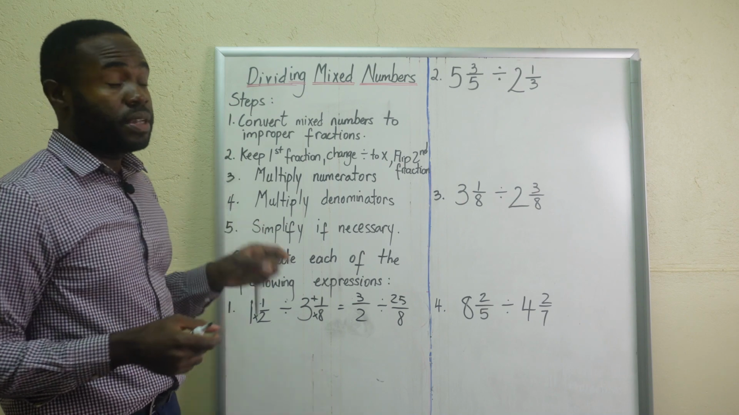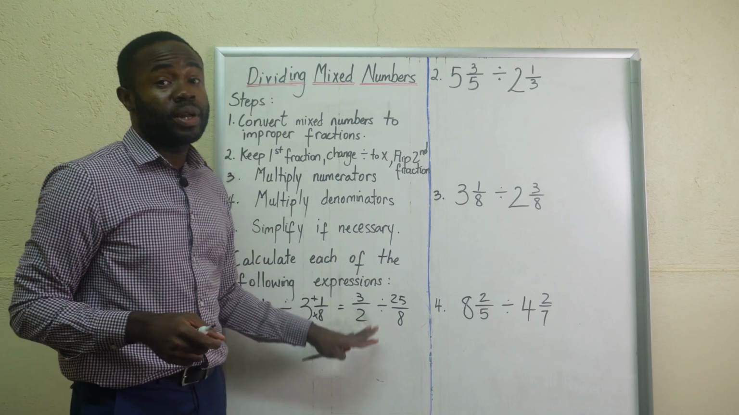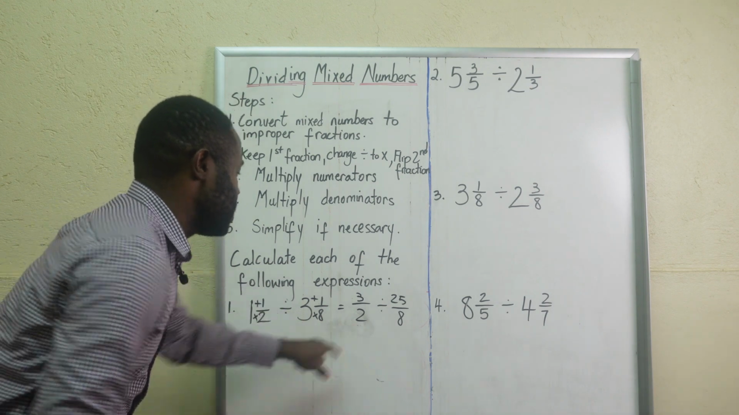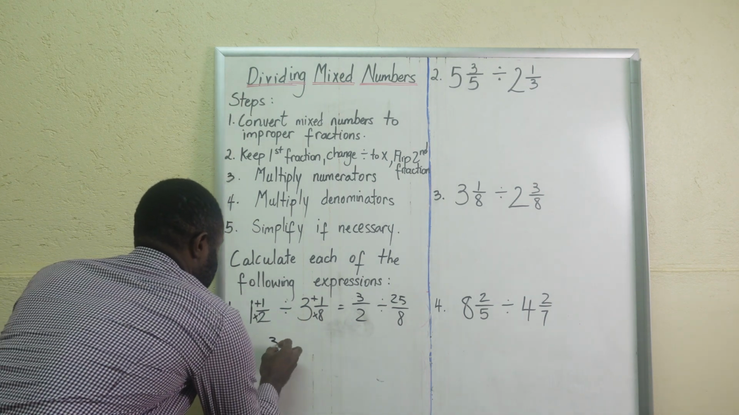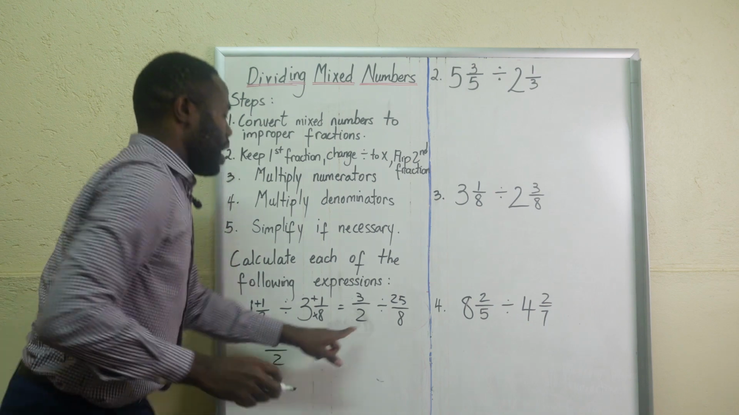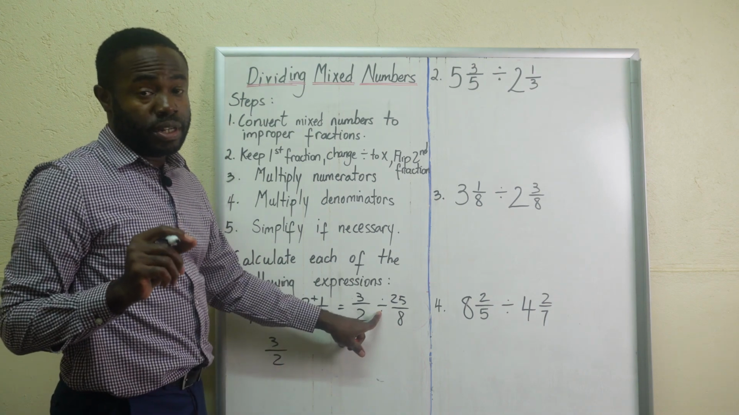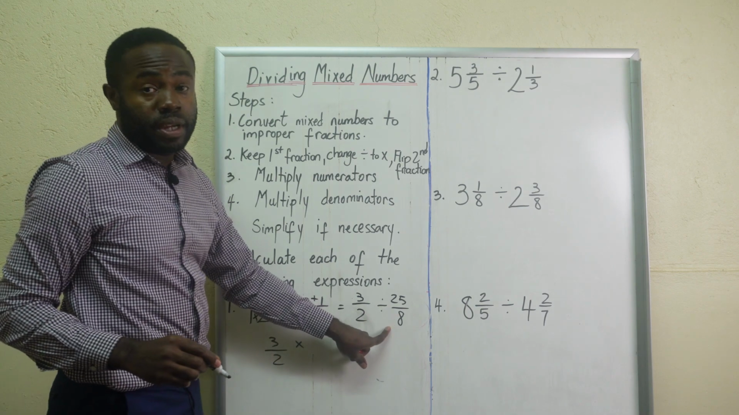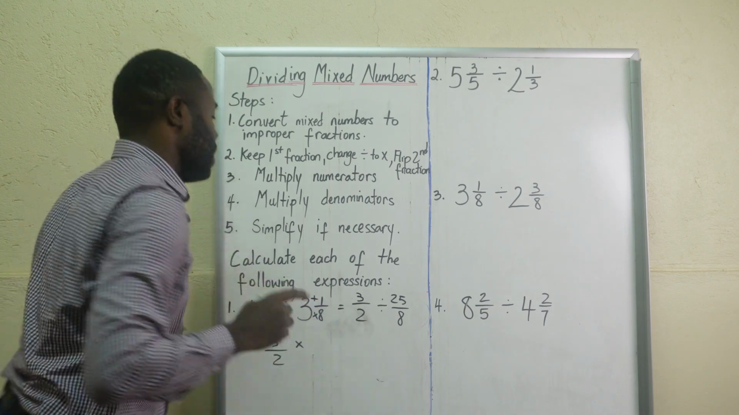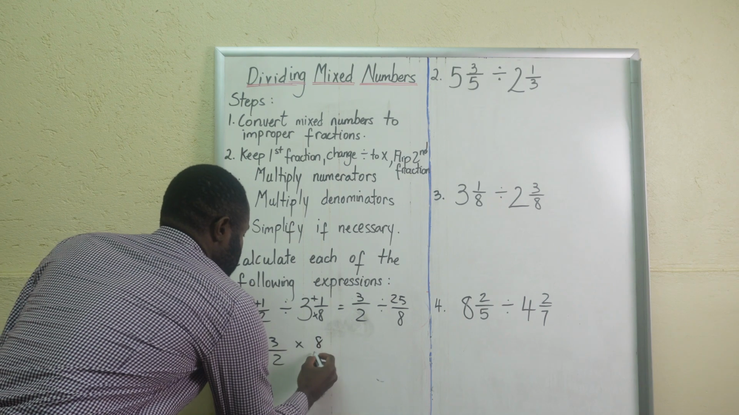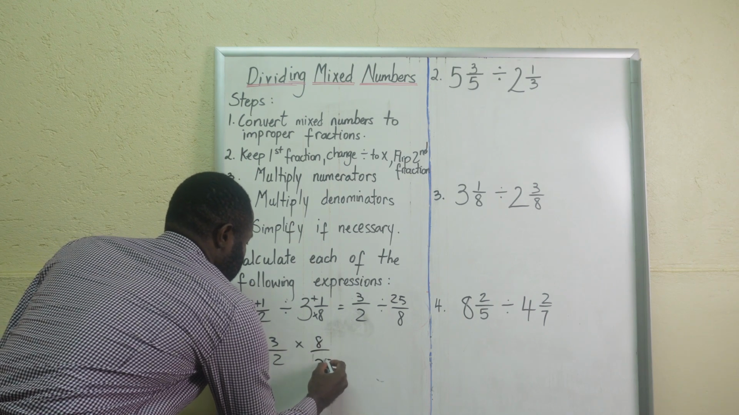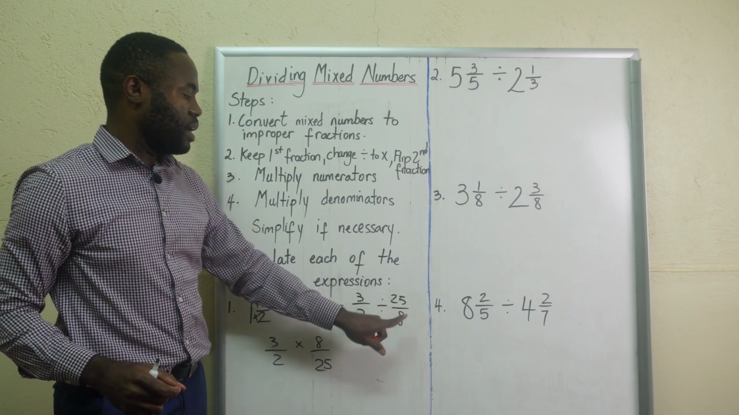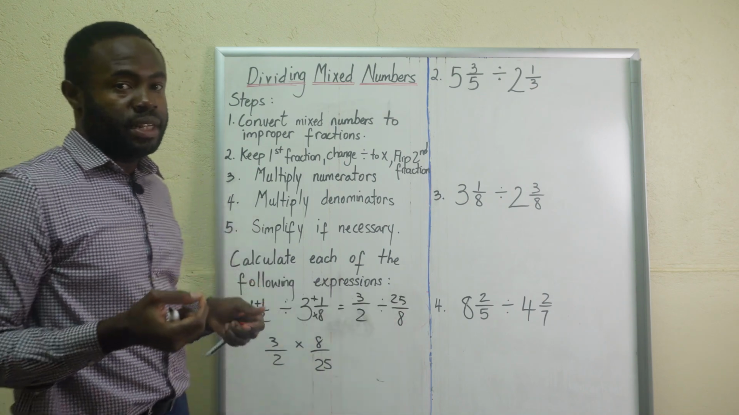The second step is to carry out the steps that are done when dividing. Remember now, we write back the first fraction as is, which is 3 over 2. Afterwards, we change our division sign to multiplication, and then we reciprocate the second fraction. That will now become 8 over 25. Remember that when you reciprocate, the denominator becomes the numerator and the numerator becomes the denominator.